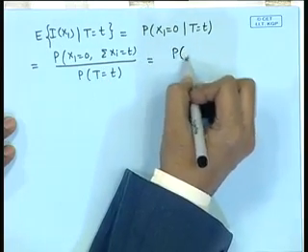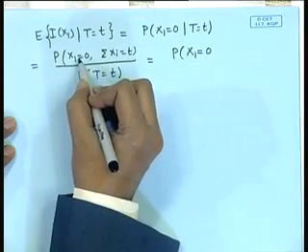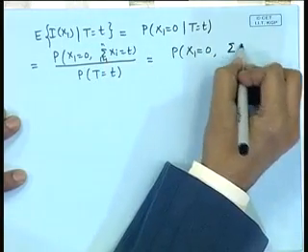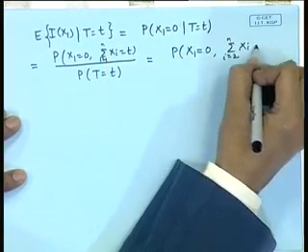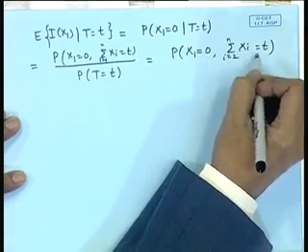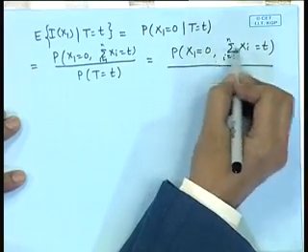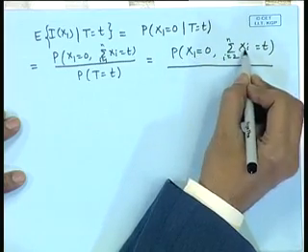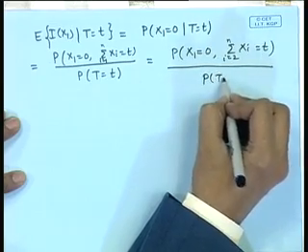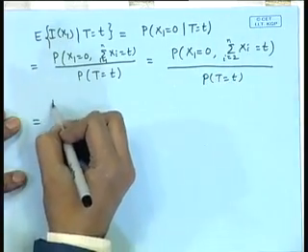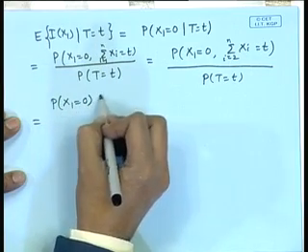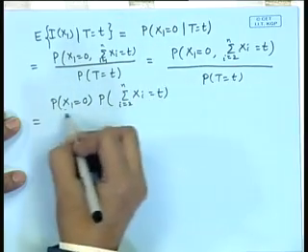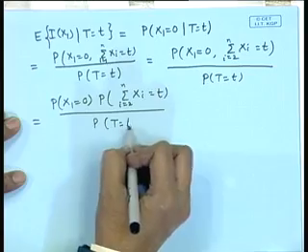The numerator is determined if we make use of the condition that x1 is 0, then this summation reduces to sigma x_i, i equal to 2 to n, equal to t, because the first one is 0. The advantage of writing like this is that the first one is independent of the second term, because this is x1 and this is x2 to xn. So, we can write it as a product: probability of x1 equal to 0 into probability of sigma x_i, i equal to 2 to n, equal to t, divided by probability of T equal to t.